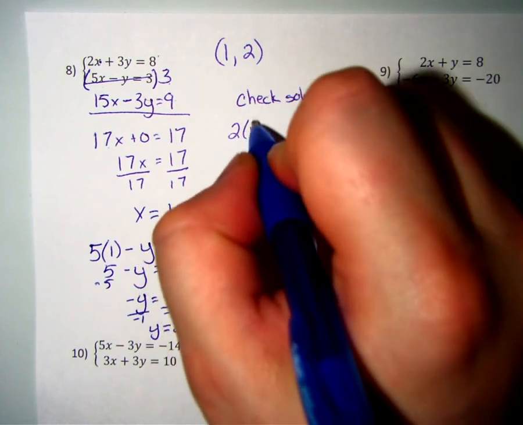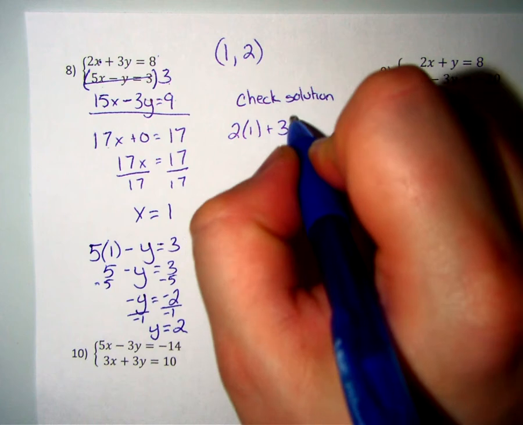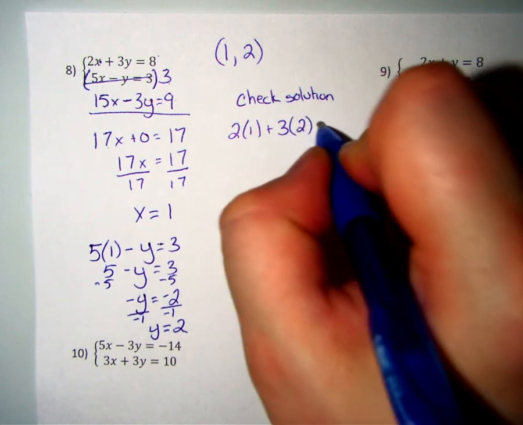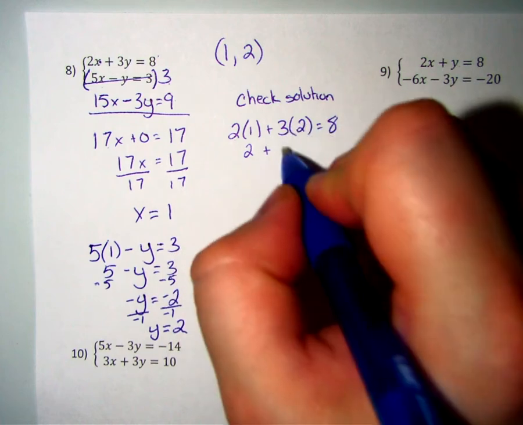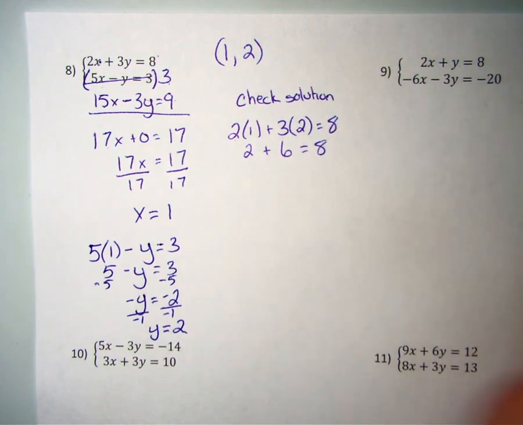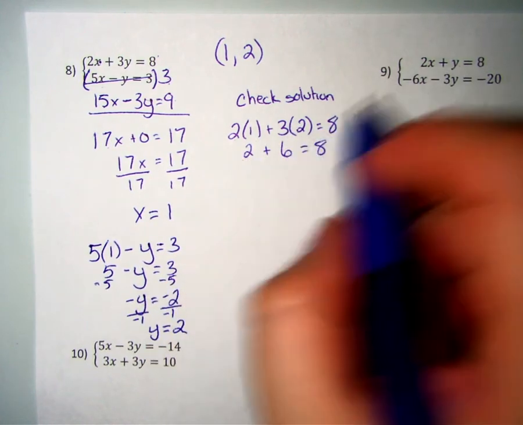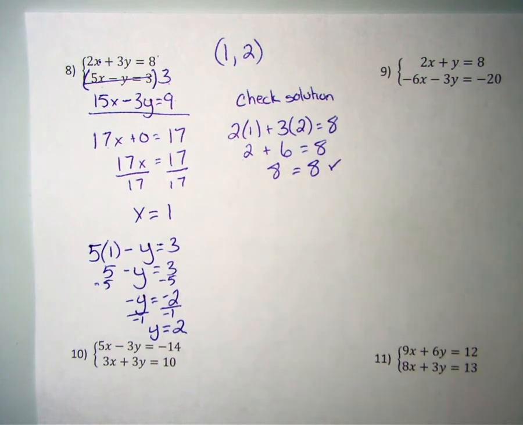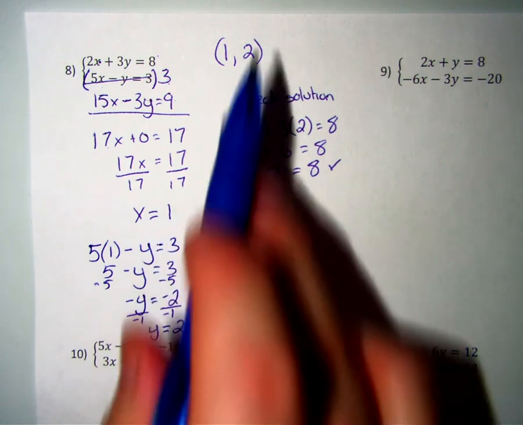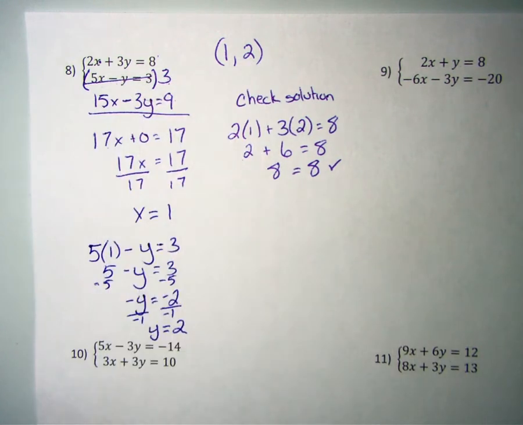Two times 1 plus 3 times 2 should equal 8. 2 times 1 is 2. 3 times 2 is 6. That should still equal 8. 2 plus 6 is 8, which does in fact equal 8, so we're good on that equation. We want to check our solution to our ordered pair in the other equation.